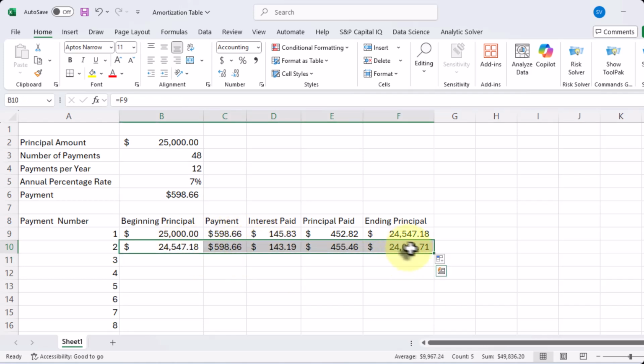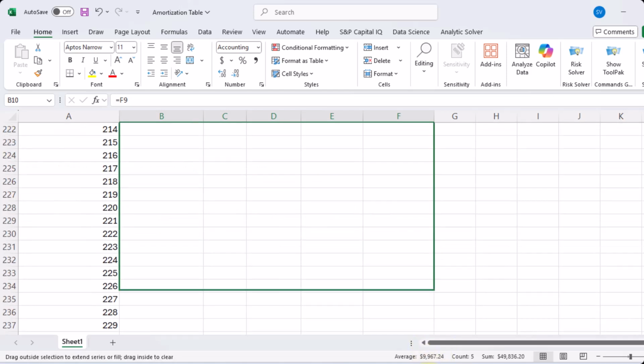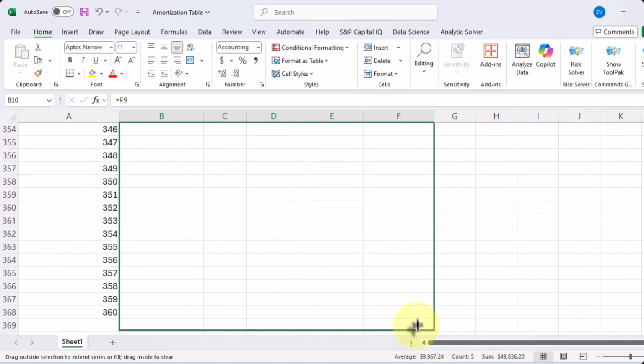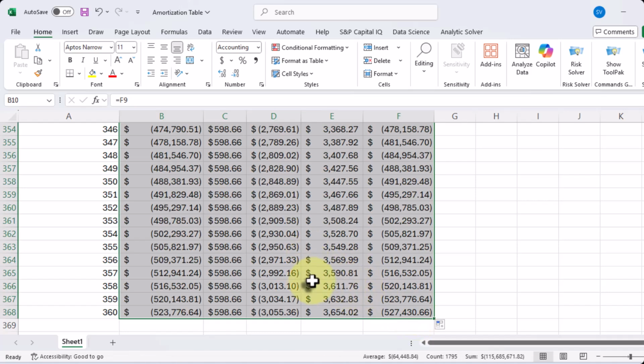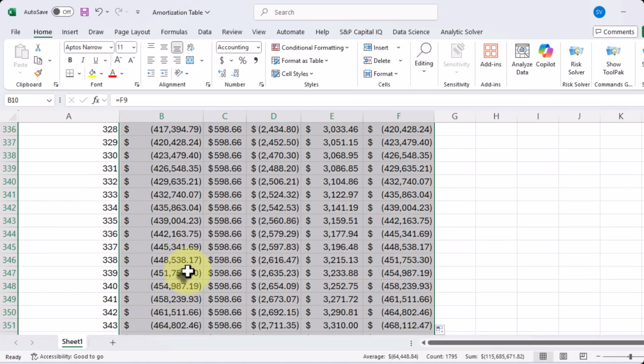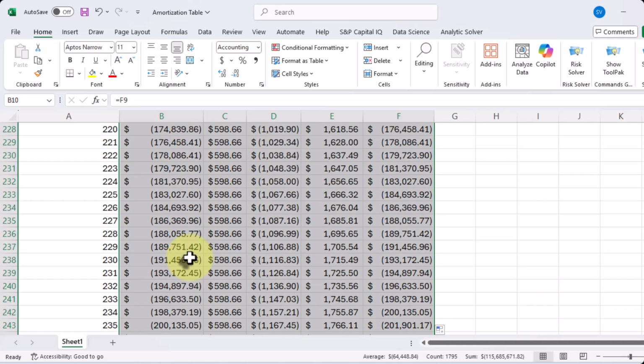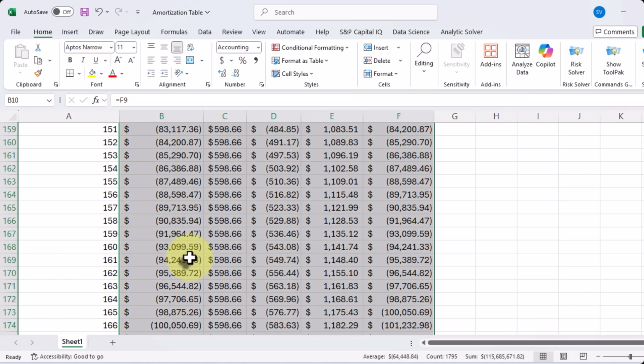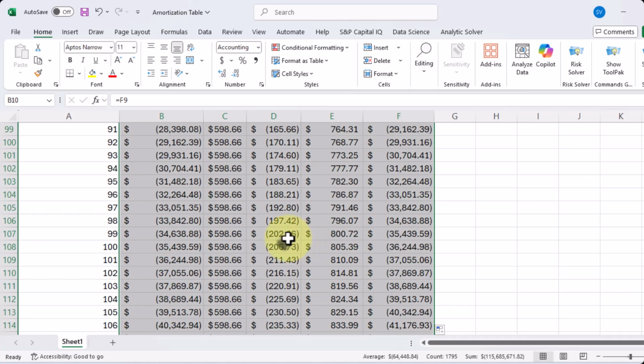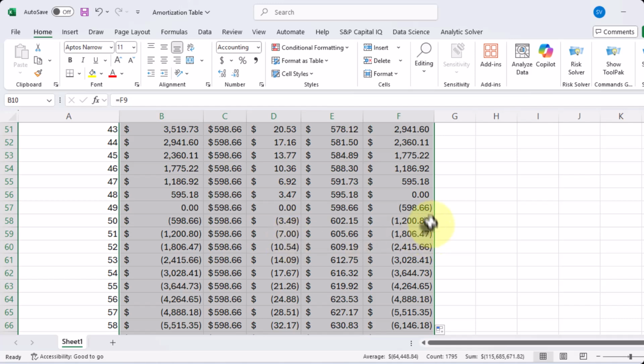Once I fill that second row in, I can grab this. I'm going to drag it down for all 360 payments. It's going to look bad because it's going to look like this. This is pretty ugly. If you continued to make that payment for 360 payments or 30 years, you would get this outcome. We wouldn't want this outcome. Once the loan is paid off, we want it done.